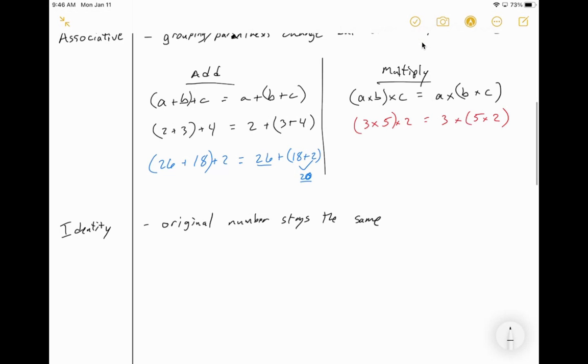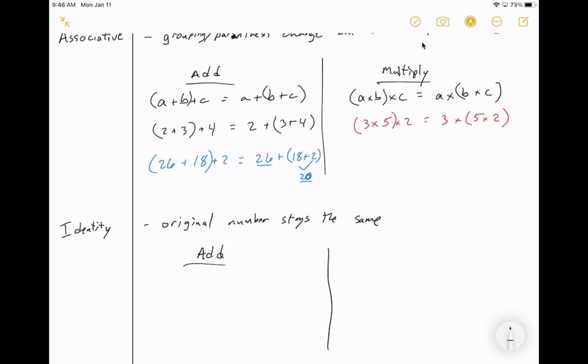So in this one, you keep your identity, right? Your identity is who you are. Even if you put on a hat, you're still you. Even if you put on sunglasses, you're still you. So what can we do to a number so that it doesn't actually change? Well, what can we add to any number where nothing changes?